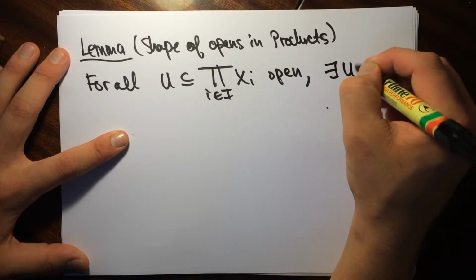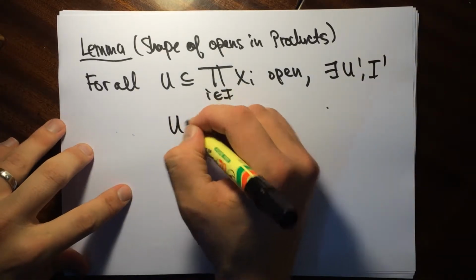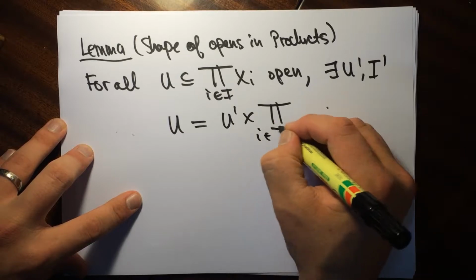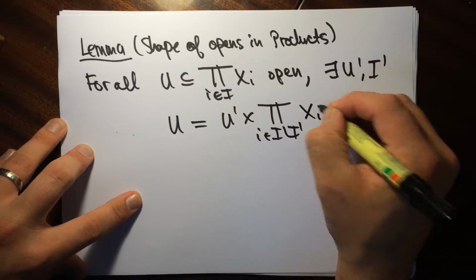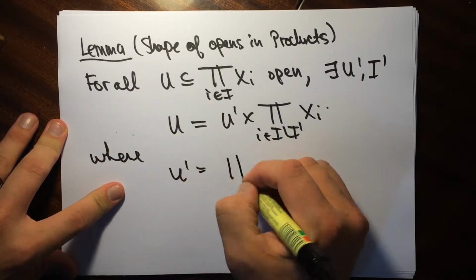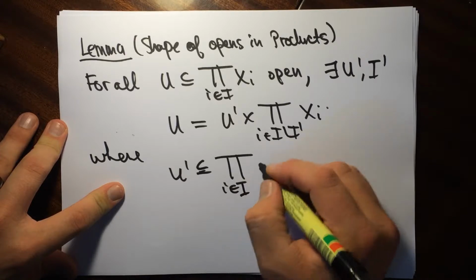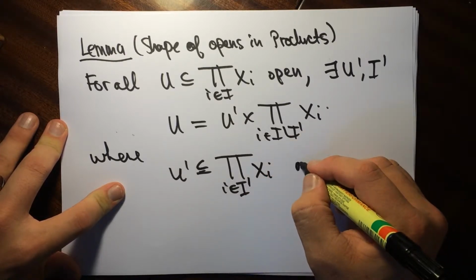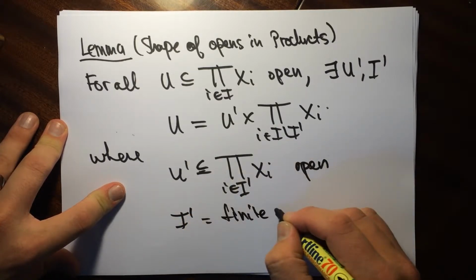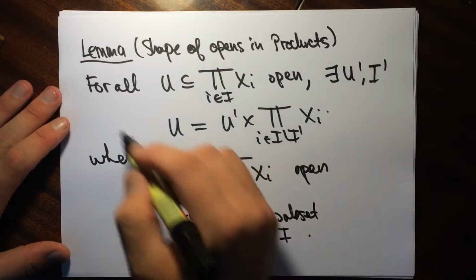a U prime and some I prime such that U is equal to U prime with this product, where we take over here something like this, and where the following is true: U prime is in these guys, and these are open. Now I prime here is a finite subset of I.